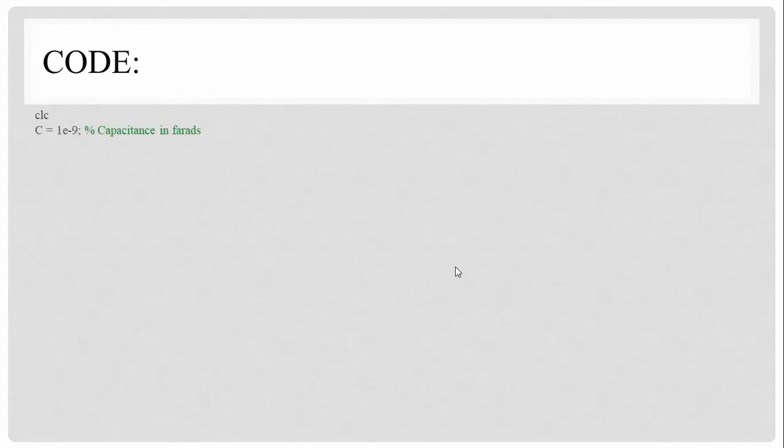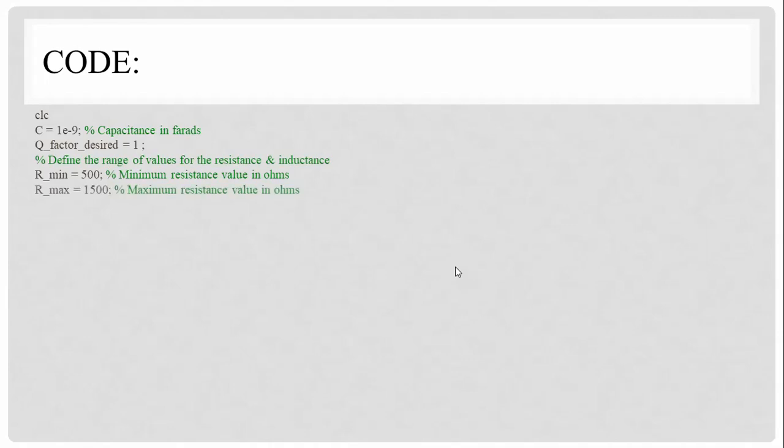We'll initially clear the command window. Then I have given the initializations: C equals 10 power minus 9 farads. Desired Q factor is 1. Minimum resistance is 500 ohms. Maximum resistance is 1500. Similarly, minimum inductance is 5 into 10 power minus 4 henry. Maximum is 15 into 10 power minus 4 henry.